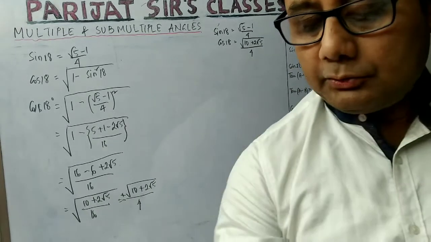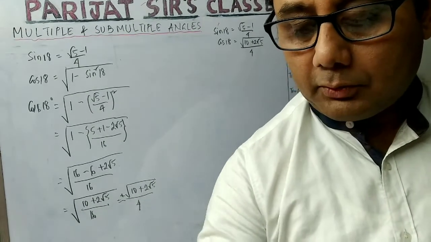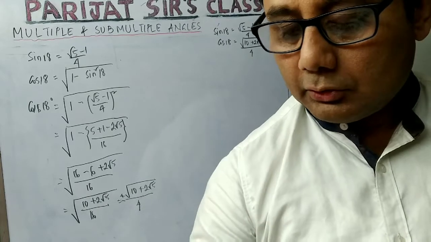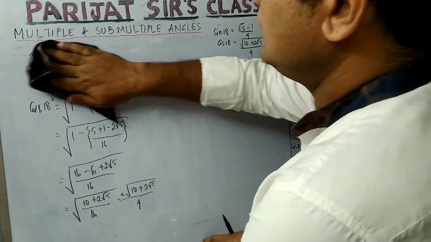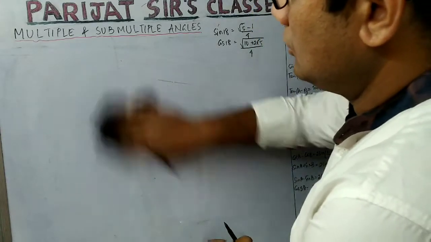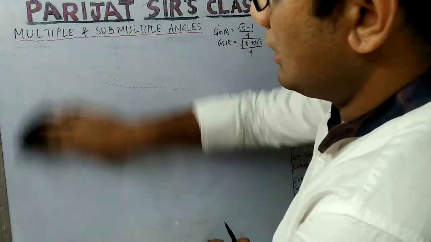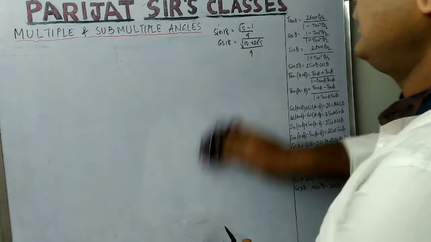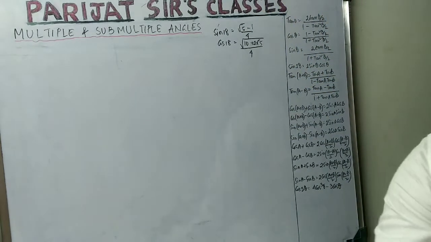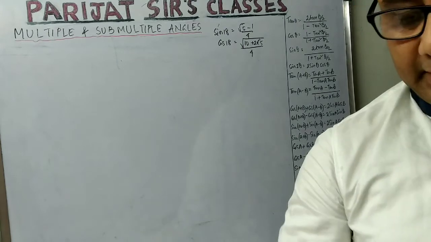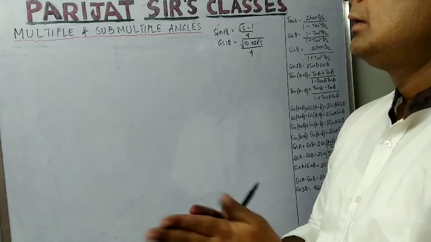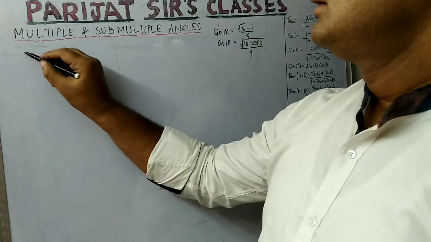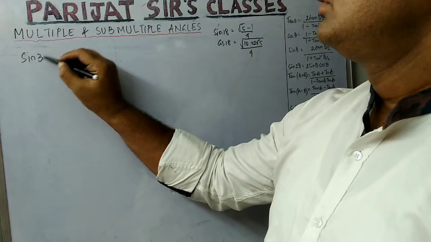Using these two values, now we will see how we can calculate the other angles. So I'm showing you how to calculate the other angles using these two values. So let's see how to calculate. We already got sine 18 and we already got cos 18. So let's see how to calculate the sine 36 value.